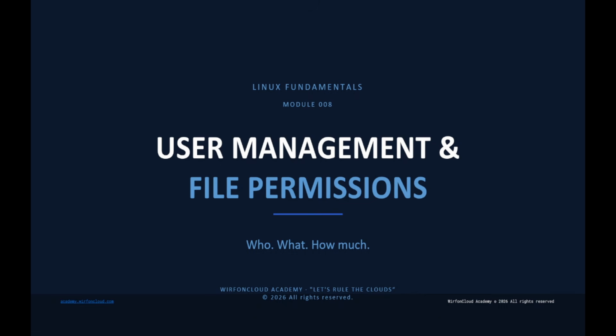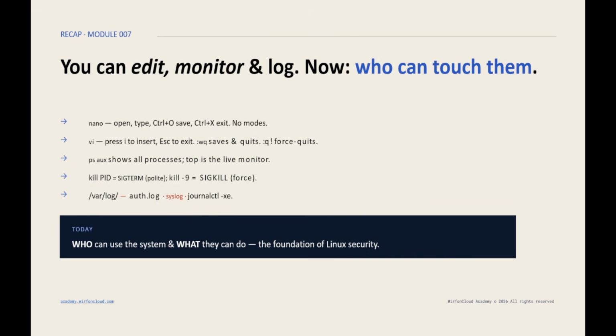Every cloud server you will ever manage needs users created, groups assigned, and permissions controlled. Get this right and you understand the foundation of Linux security. Get it wrong and your production server is wide open. Go ahead and access your EC2 instance now and run the commands along.